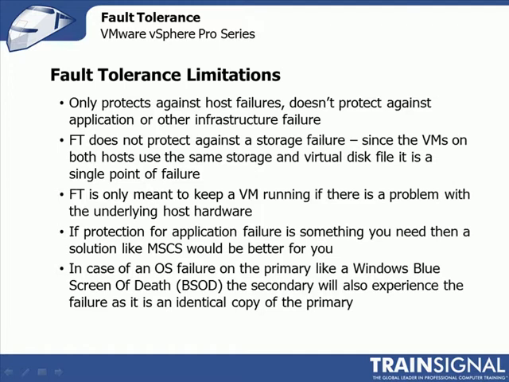In case of an OS failure on the primary, like a Windows blue screen of death, the secondary will also experience a failure, as it is an identical copy of the primary. However, the HA Virtual Machine Monitor feature, which can detect unresponsive VMs, will detect this and restart the primary VM and then respawn a new secondary VM.